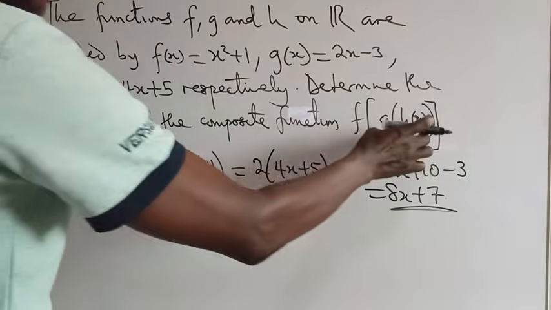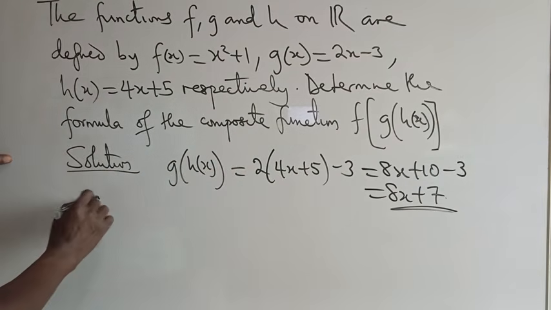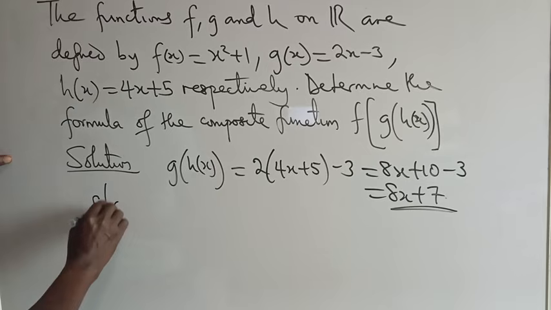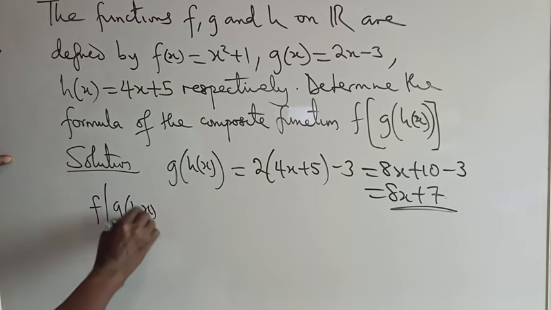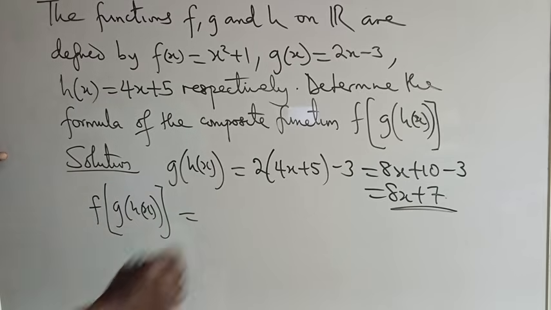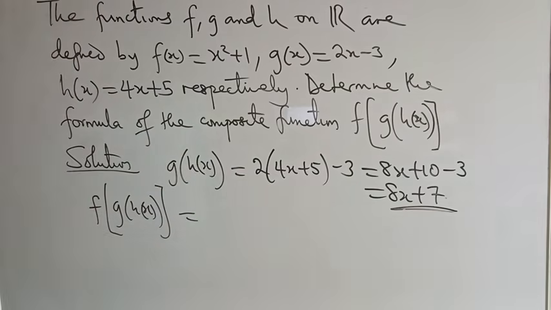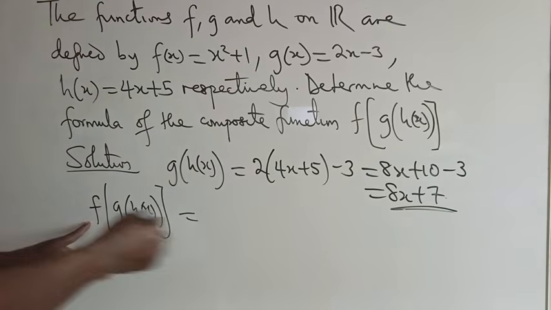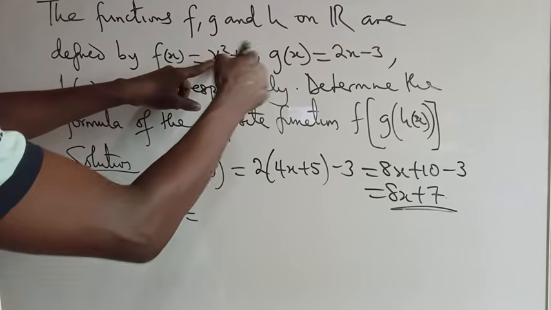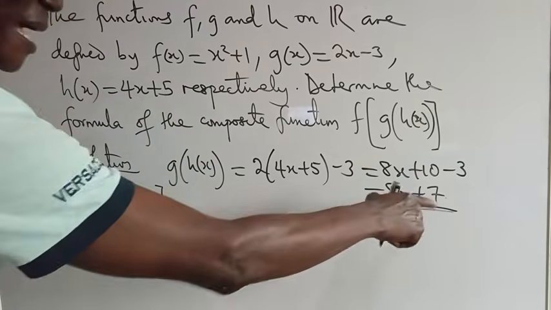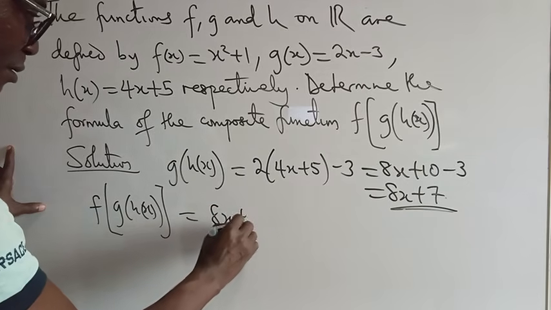Now putting g of h of x inside f. So f is now the base. Therefore, we have gotten g of h of x to be 8x plus 7. Now we put it inside f. Our f is x squared plus 1. So now x will be replaced by 8x plus 7.